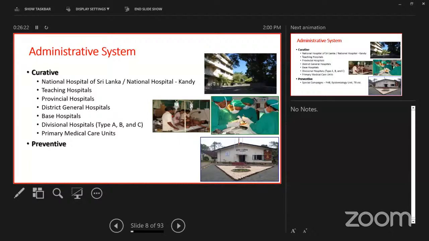The highest level institution is the National Hospital of Sri Lanka in Colombo or National Hospital Kandy. It has the maximum number of specialties. Depending on the specialty, up to the base hospitals, the hospitals are categorized according to the specialties available in those institutions. So National Hospital of Sri Lanka and National Hospital Kandy have the maximum number of specialties. Then there are teaching hospitals.